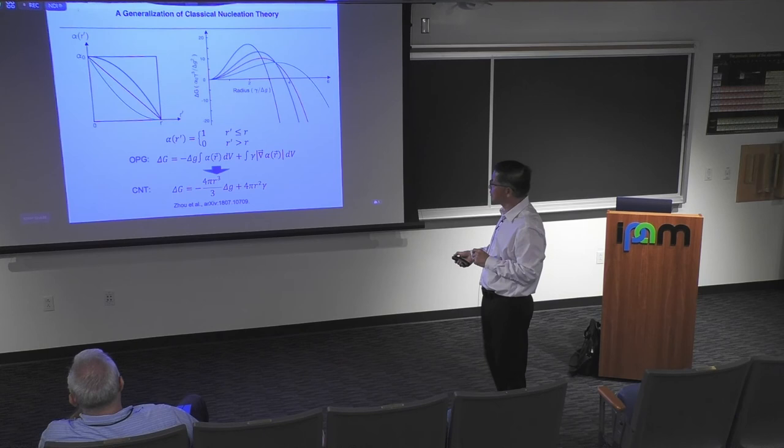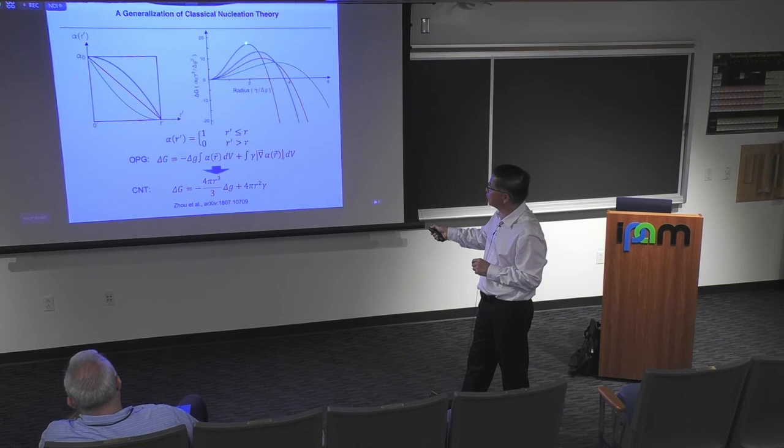Wait, you don't want to minimize delta G here, right? No, because its minimum is as you just go infinitely far out in radius. You want to find the maximum point in delta G. That's the barrier, and that will give you the rate for nucleation. Yeah, that's right, it just keeps going down. But if you take a derivative, we will find this point, the barrier.